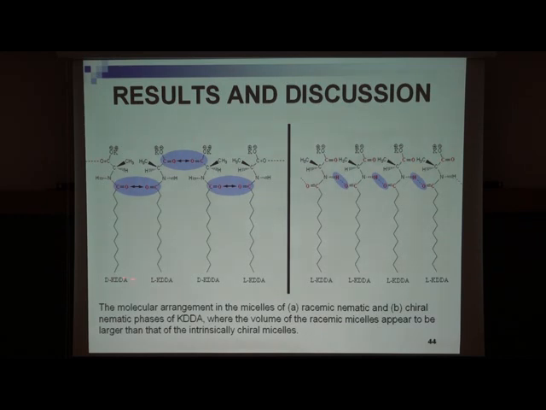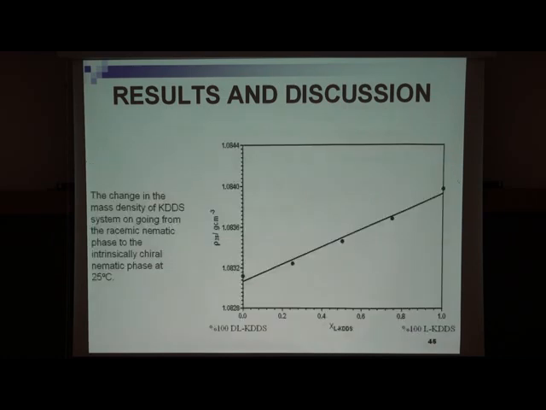In the DL system, there should be repulsion between these carbon groups. But in the enantiomer system, there should be hydrogen bonds. So the micelle in the L system should be more compact than in the other systems. We repeated this experiment using the serine systems. We observe the same results.